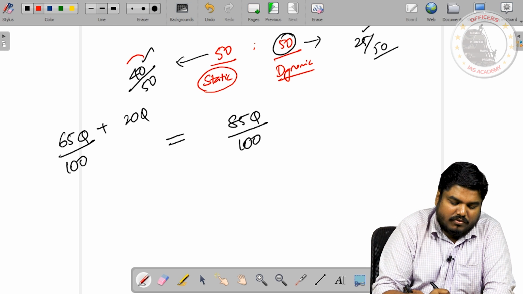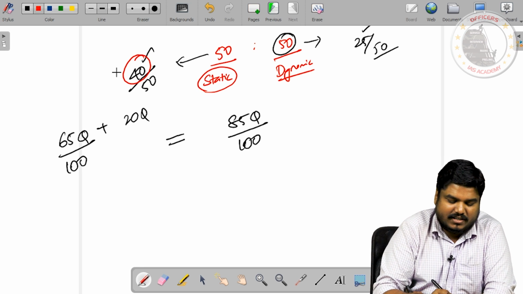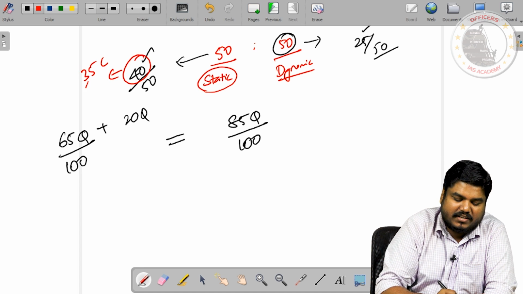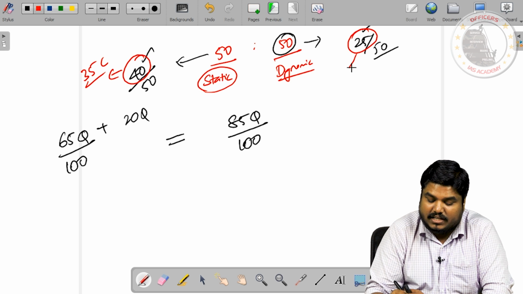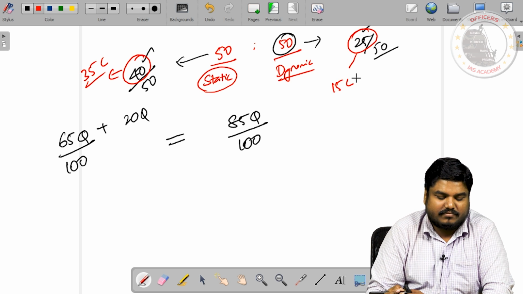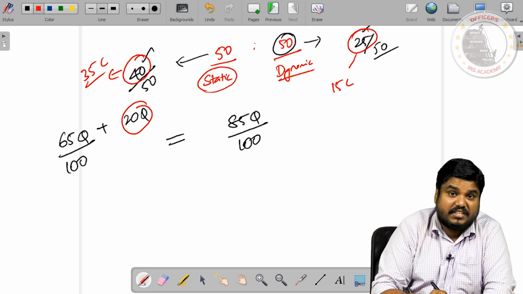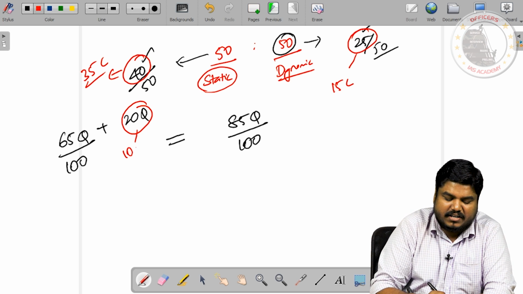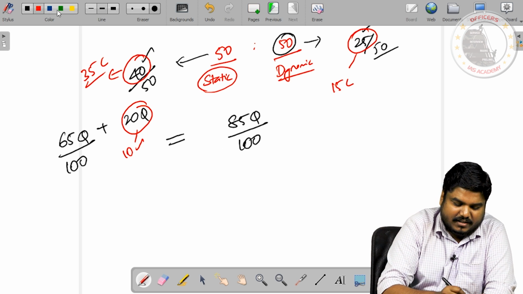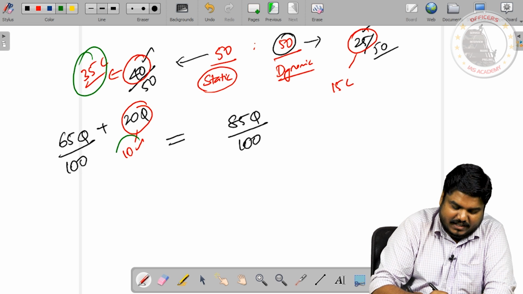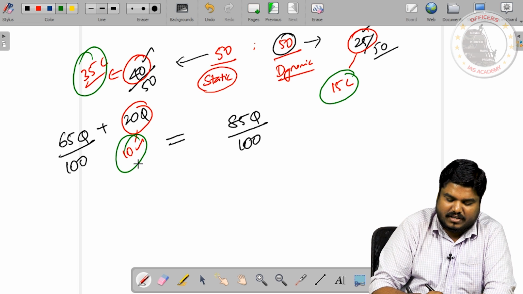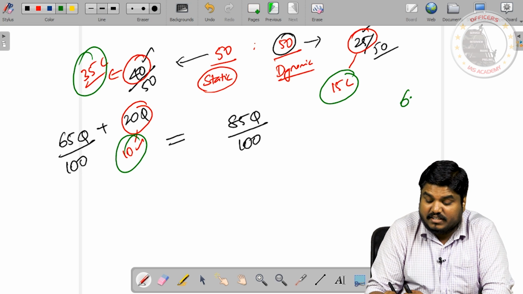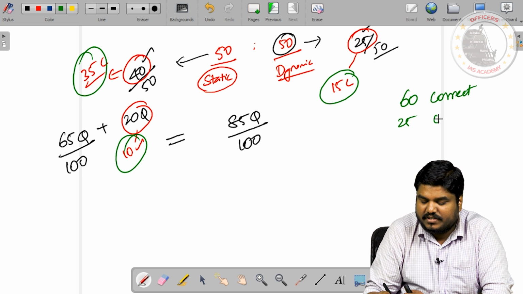Approximately, assume out of the 40 static they have attended, they have made 35 correct. Out of 25 current affairs they have attended, assume they have made 15 correct. Out of 20 educated guesses, assume they have made 10 correct. That means 35 correct, 10 correct, and 15 correct. So, 35 plus 10 is 45, 45 plus 15, they have made 60 questions correct and finally 25 questions wrong.